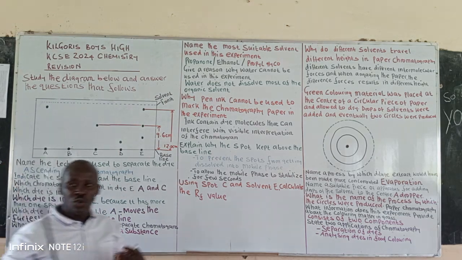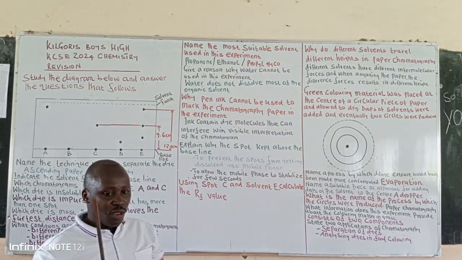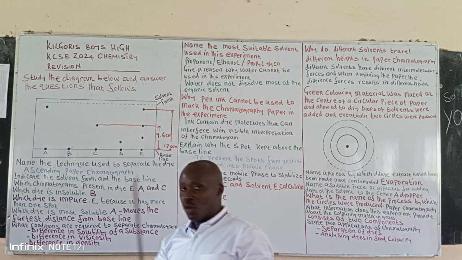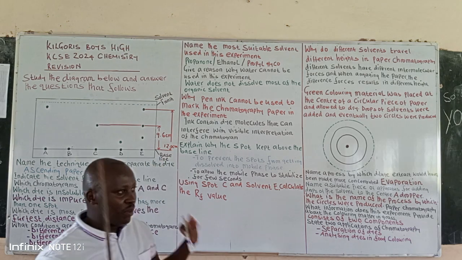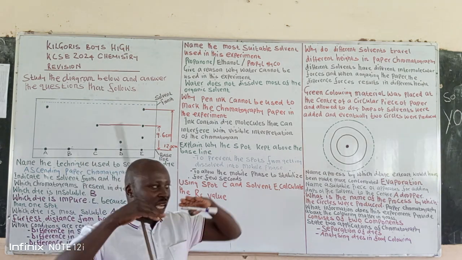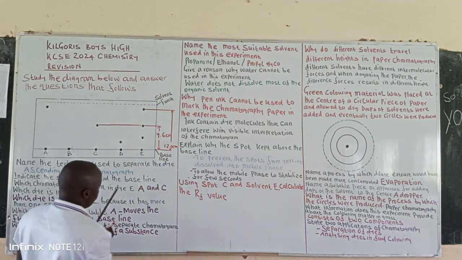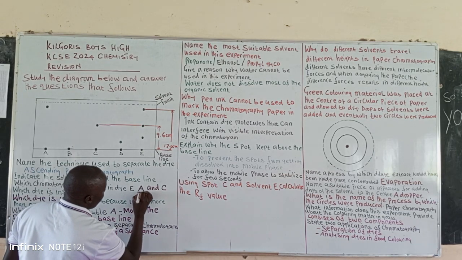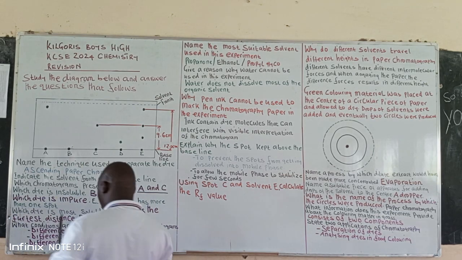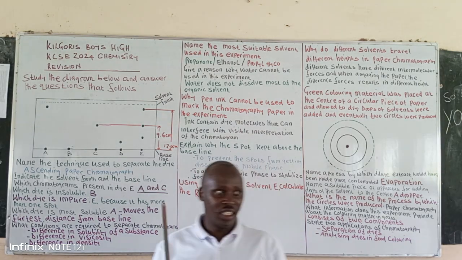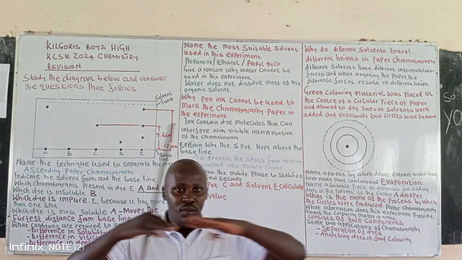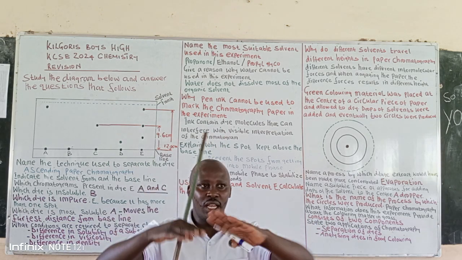So those chromatograms which move the same distance as the dye are in the mixture, or we call them the identical substance. So in that case, you talk of dye A, and then we have C. This one here, they are present in dye E because they move the equal distance from the baseline.